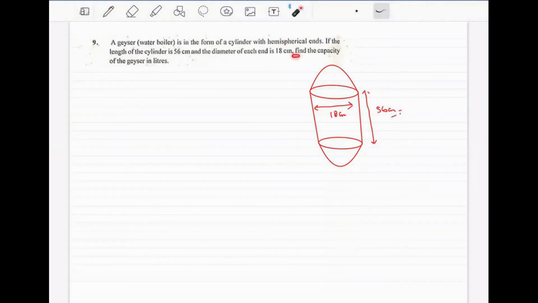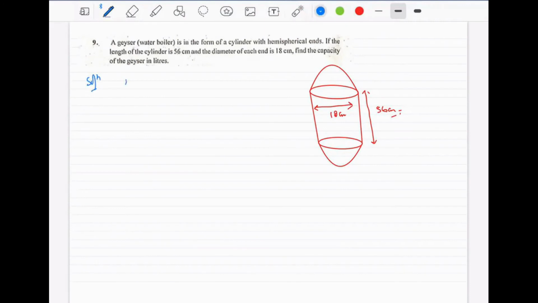We want to find the capacity of the geyser in liters. Capacity means volume, right? You have to find out the volume, but the volume we usually write in centimeter cube or meter cube. So instead of writing meter cube, we want this in liters. Let's find out the volume first, and then we will convert that into liters. I will teach you how to do it in liters later on. But for the time being, let's just find out the volume of the geyser.